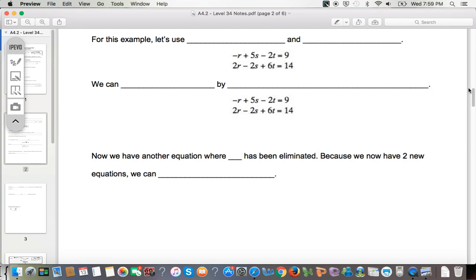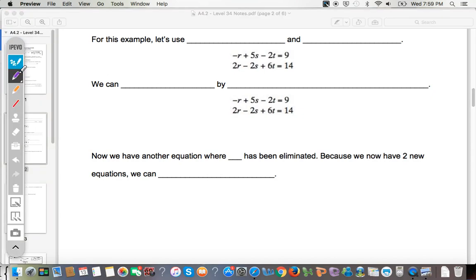Okay, so for this example, again, you could pick two other equations, doesn't matter which two. Okay, let's use equation 2 and equation 3. Great, awesome. You could also use 1 and 3 if you really wanted to.